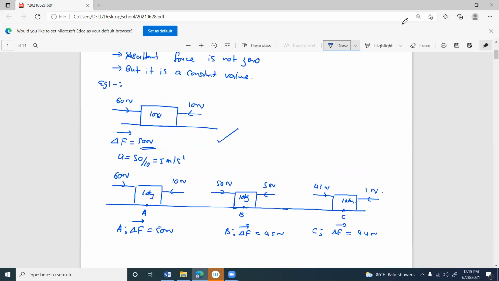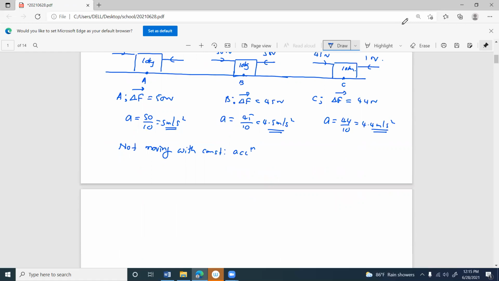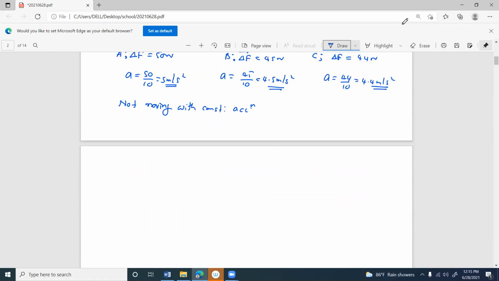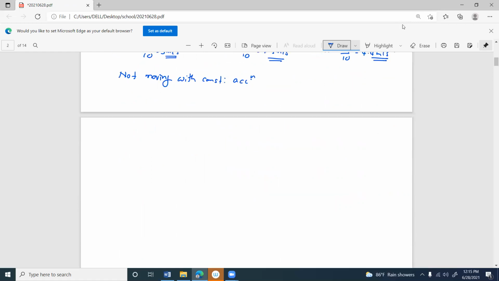Then if any object moves with constant acceleration, we can use these equations of motion. If any object moves with constant acceleration, we can use the below equations of motion.